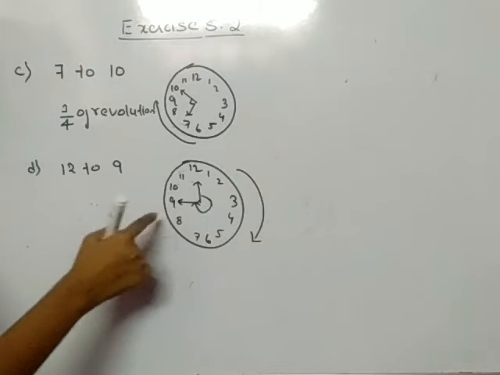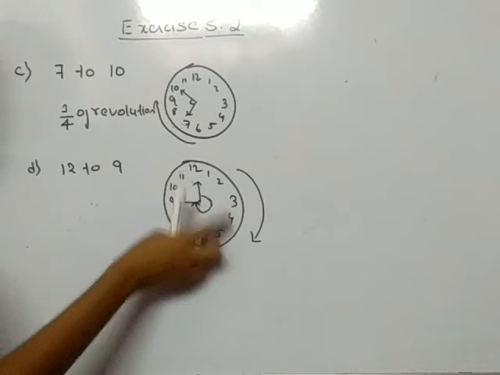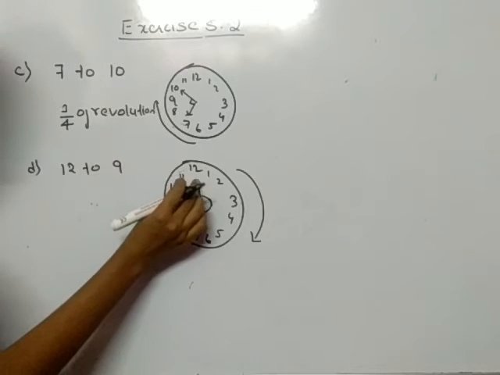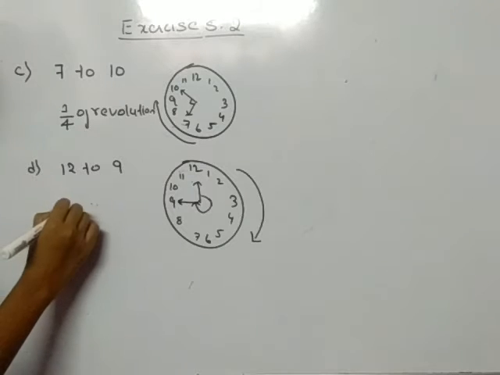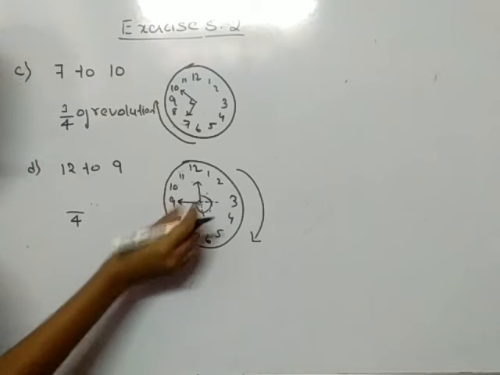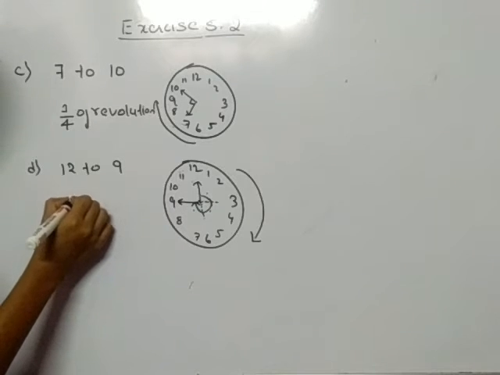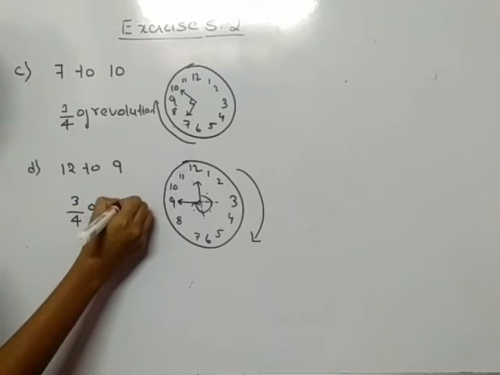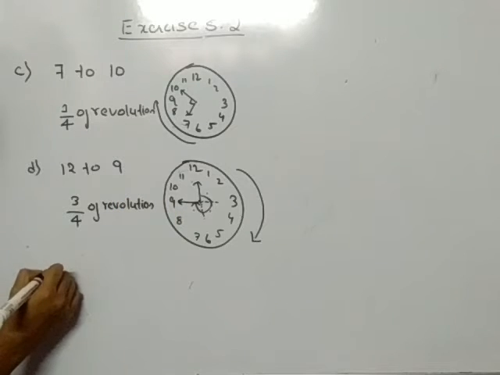So how many right angles has it traced already? It has traced 3 right angles, because out of 4, one right angle is left, isn't it? Because it traced like this in a clockwise direction. So totally there are 4 right angles. Out of 4, you can see, I will draw it. 1, 2, 3. 3 right angles it has passed and came to 9 here. So 3 out of 4, 3/4 of a revolution. Right? Okay, we will go for the next one.